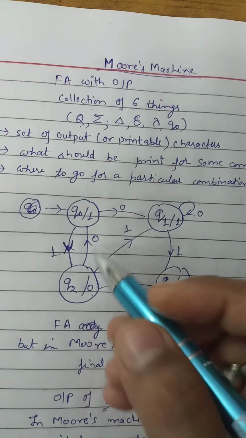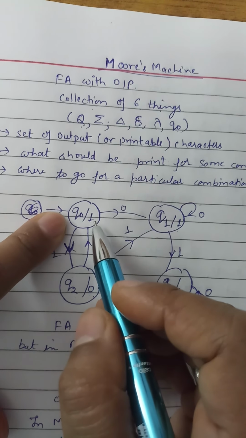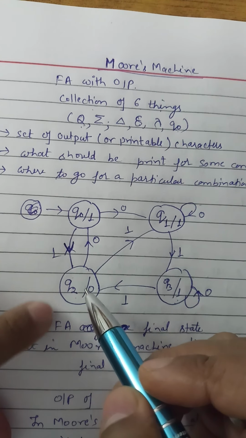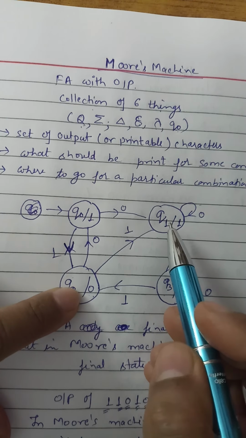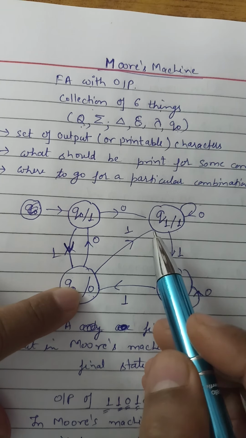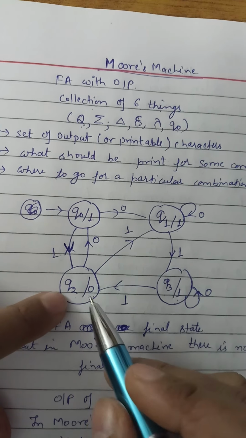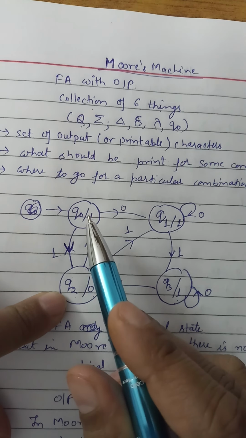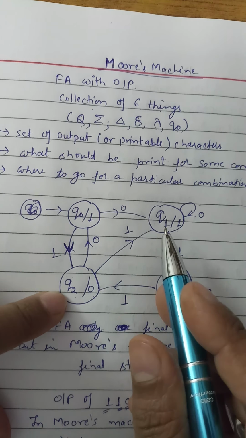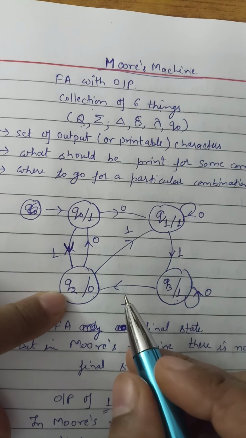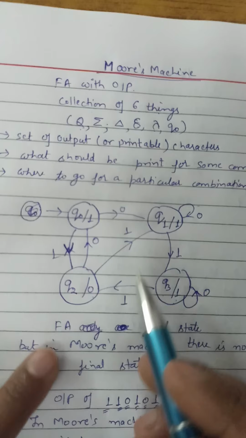Suppose we have this Moore machine in which we have Q naught. For 0 transition we are moving to Q1, and for 1 transition we are moving to Q2. For Q1, the 0 transition is on Q1, and for 1 transition it is going to Q3. Q2 for 0 transition is going to Q naught, and for 1 transition it is going to Q1. Q3 for 0 transition is on Q3, and for 1 transition it is going to Q2. Suppose we have this Moore machine.